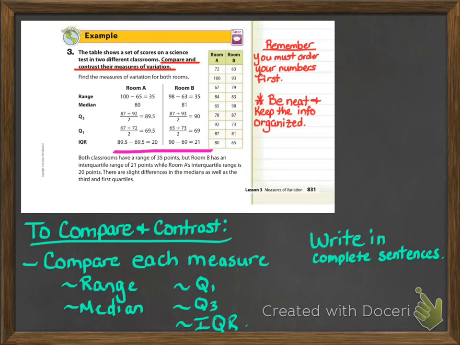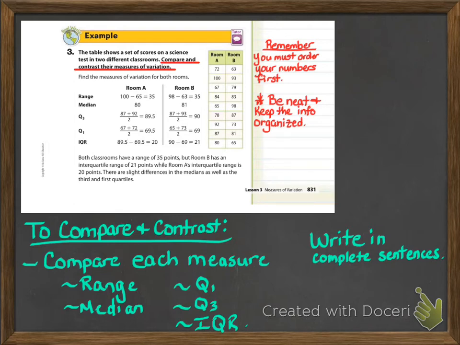So now that you have all that information, this is the part where you have to write your sentences and compare and contrast, like basically what you found. So you're going to tell me something about the range for each room, the median for each room, the first and third quartiles, and the interquartile ranges for each room.